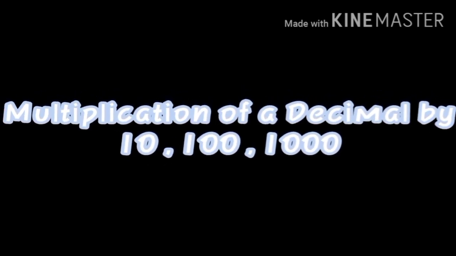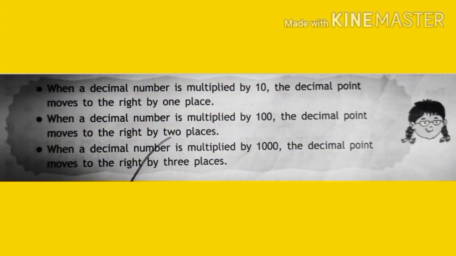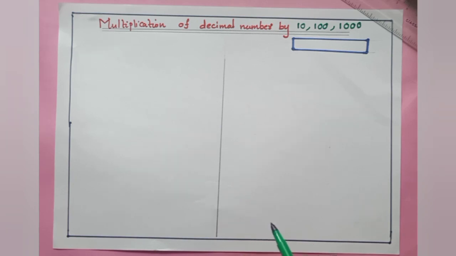Okay. Multiplication of a decimal by 10, 100 and 1000. When a decimal number is multiplied by 10, the decimal point moves to the right by 1 place. When multiplied by 100, the decimal point moves to the right by 2 places. When multiplied by 1000, the decimal point moves to the right by 3 places.